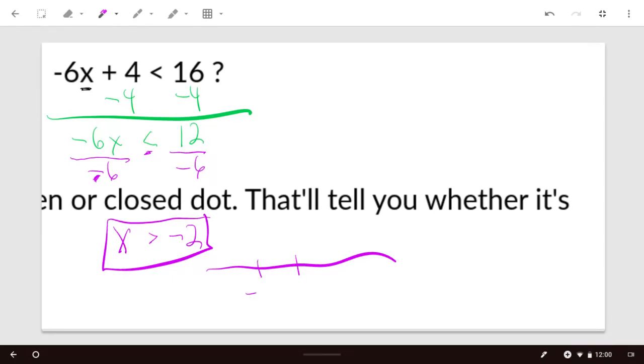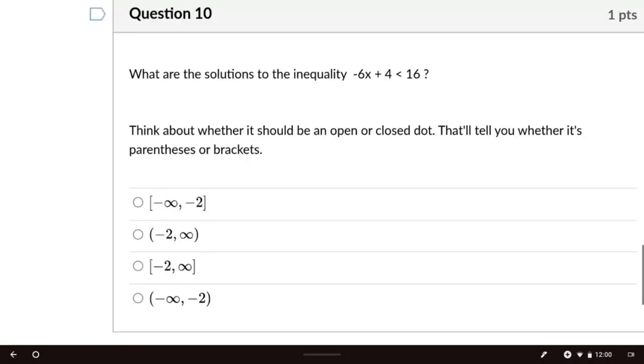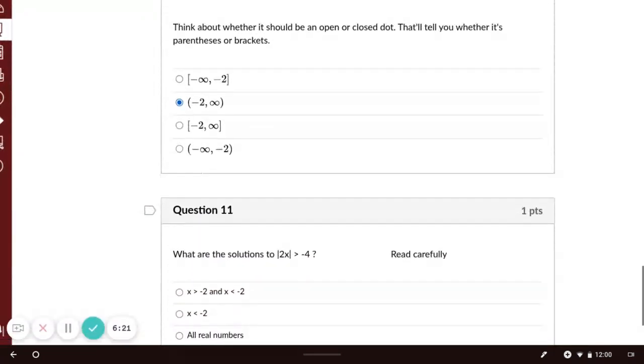So if I had my number line, it'd be an open dot at negative 2 going to the right. All right. So for interval notation, this is going to be negative 2 to infinity. But see, we're not including the negative 2. That's why it has the parentheses on it. So negative 2 to infinity would have been option B in this case.